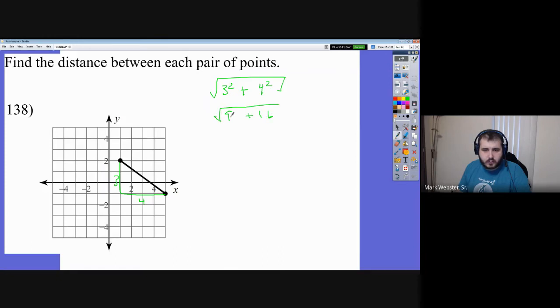Don't forget the square root over the top. Add them together, you get 25. And what's the square root of 25? Isn't that just 5? Ta-da! And that's the answer.